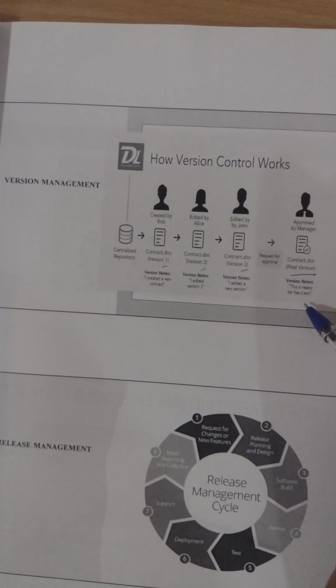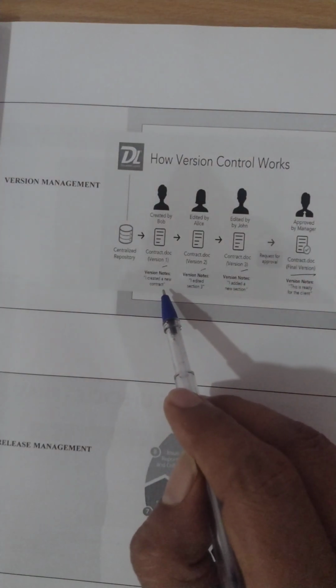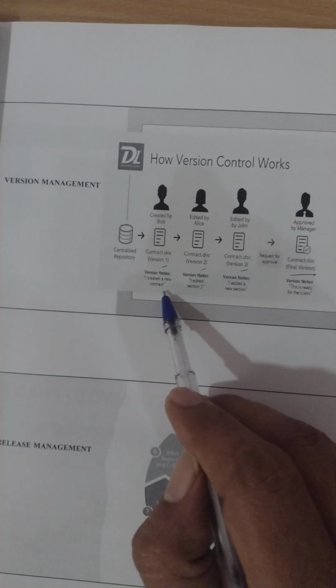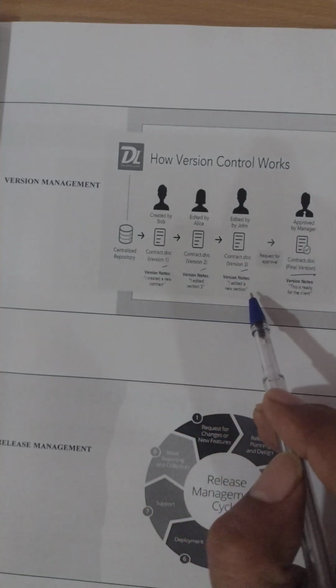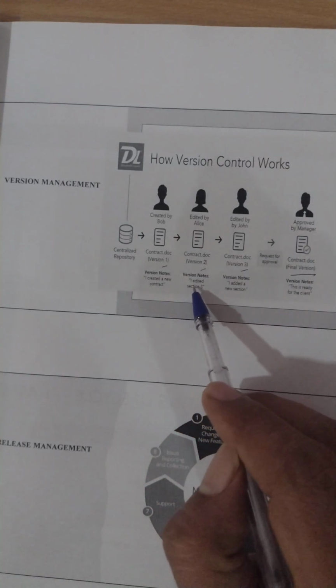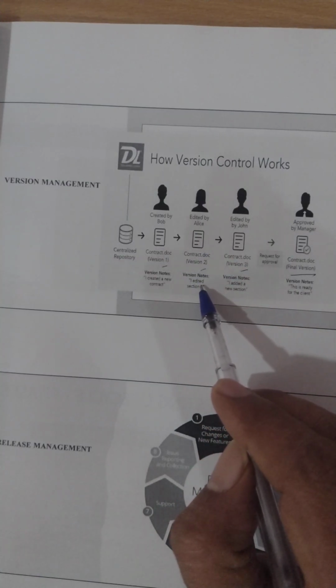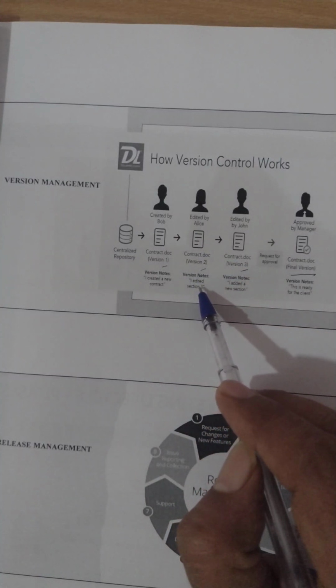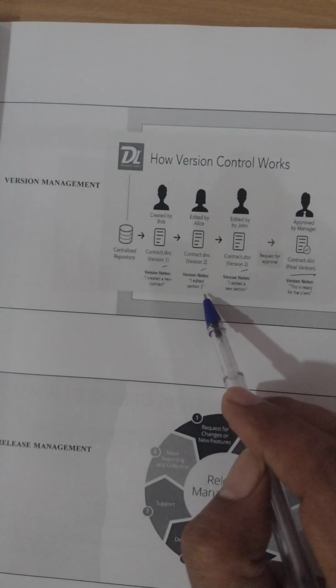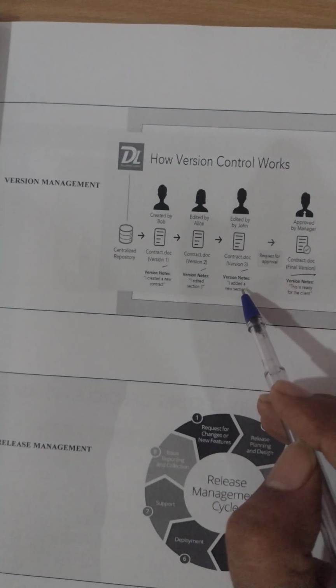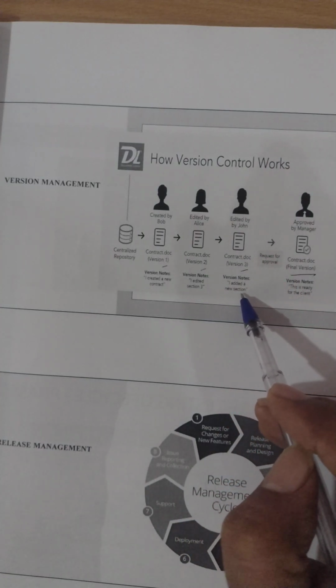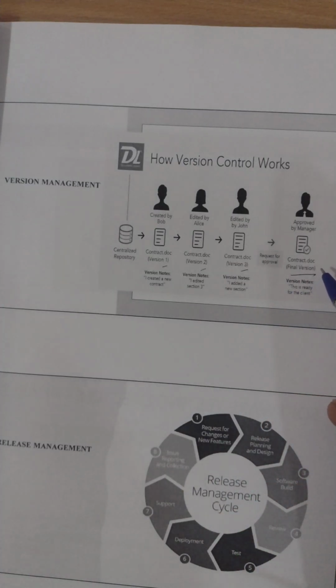And for every version we put some note, right? Version 1, version 2, version 3, and what changes we have done. So here you can see in version 2 the comment mentioned is that I edited section 3. Then in version 3, I added a new section, and this is the final version with the version note saying that this is ready for the client for delivery.